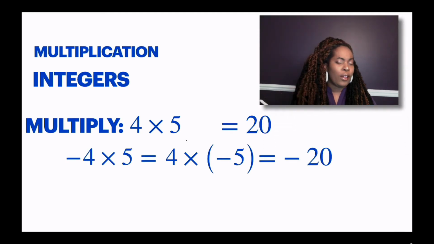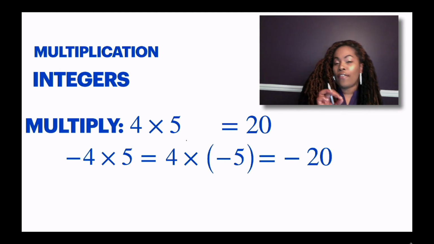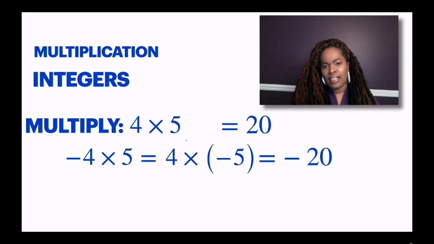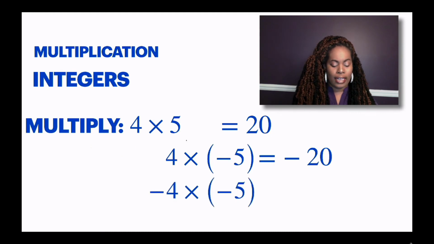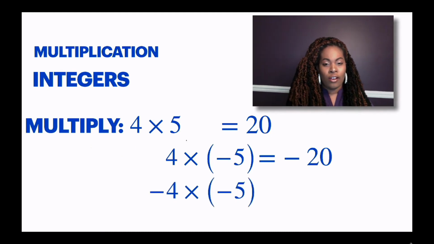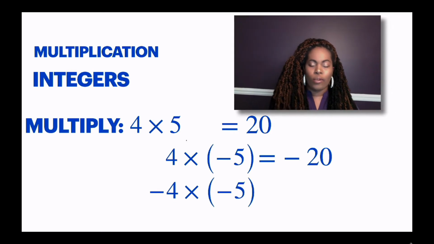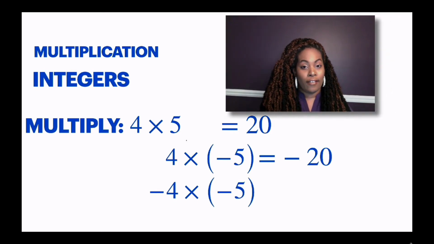Well, guess what? Even if we were to flip those numbers around and say -4 times 5, then essentially it's the same thing because you're adding -4 plus -4 plus -4 plus -4 plus -4, and again, that gives us -20. But what about a case like this? What if we took that -4 and we multiplied it by -5?